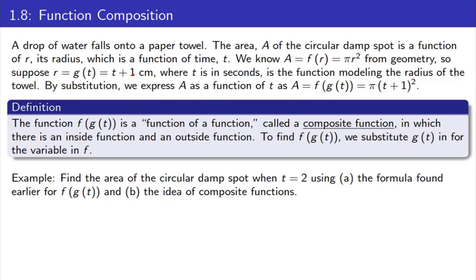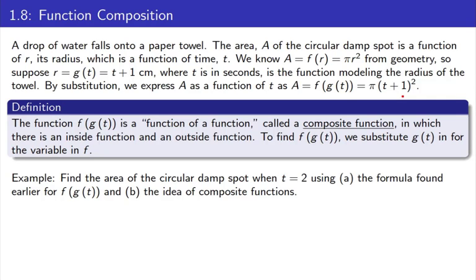But whatever the case, what we can do is make a single function by taking this radius of t plus 1 and putting it in for r. That way we get pi times (t plus 1) squared. This is the concept of a composite function. So a composite function is the idea of a function inside of another function.